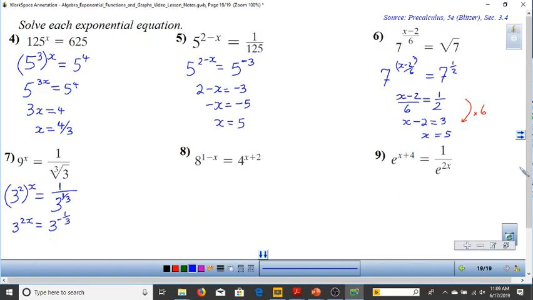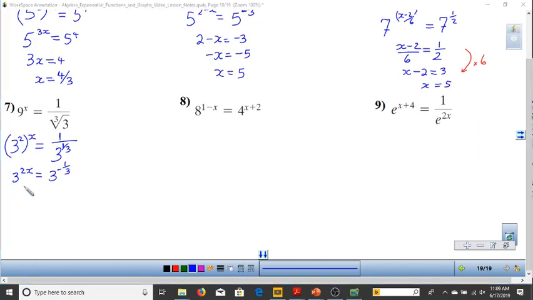What do I do with that? 2x equals negative 1/3, which means x is equal to what? Divide both sides by 2, which means multiply the denominator by 2. So what's the answer going to be? Negative 1/6.